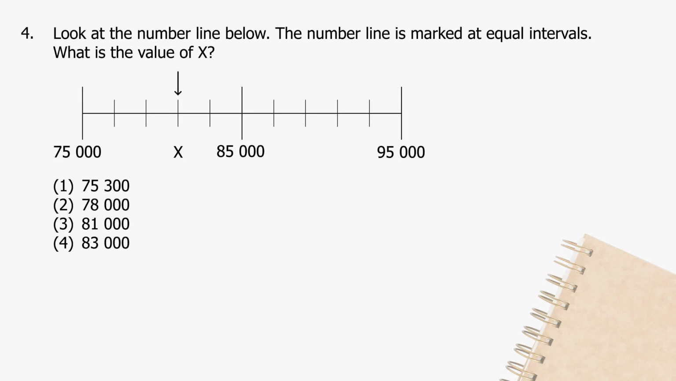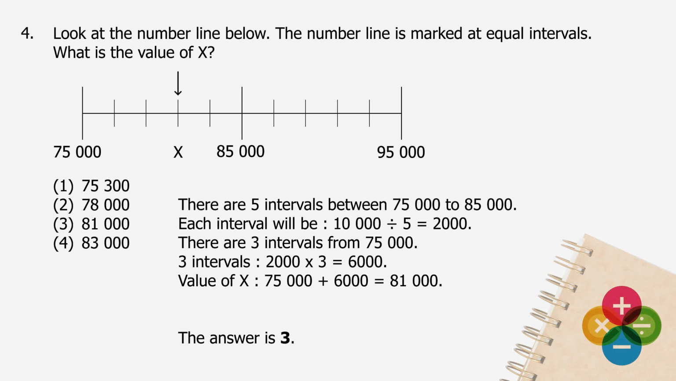Question 4. Look at the number line below. The number line is marked at equal intervals. What is the value of x? There are 5 intervals between 75,000 to 85,000. Each interval will be divide 10,000 by 5, and the quotient is 2,000. There are 3 intervals from 75,000. 3 intervals will be multiply 2,000 by 3, and the product is 6,000. The value of x will be add 75,000 to 6,000, and the sum is 81,000. The answer is 3.